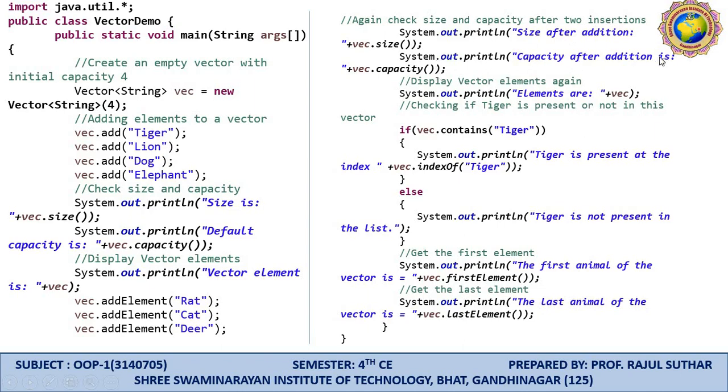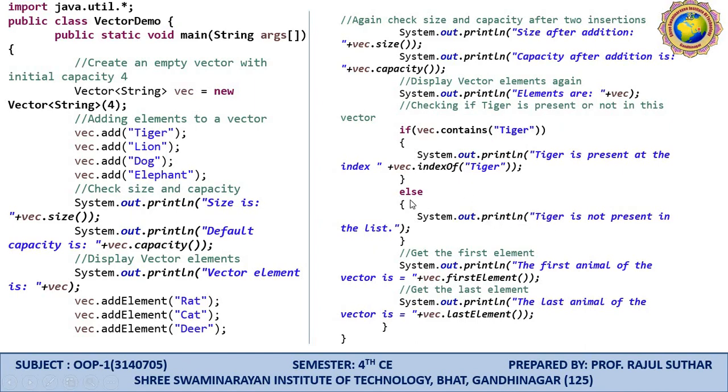System.out.println("capacity after addition is"), so it will display the capacity, again using the same way, VEC.capacity. So here we display the elements after adding. And System.out.println("elements are changes"). If VEC contains tiger, then System.out.println the message "tiger is present at the index", because we are checking whether tiger is available or not by using contains. Contains compares the element with tiger.